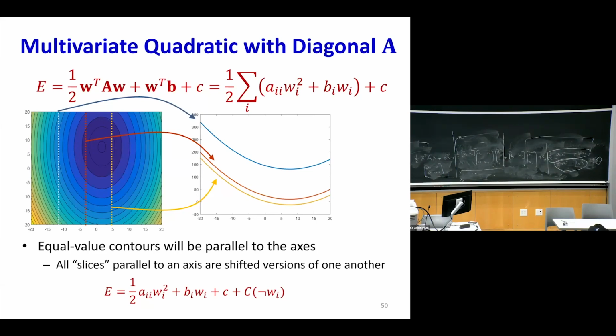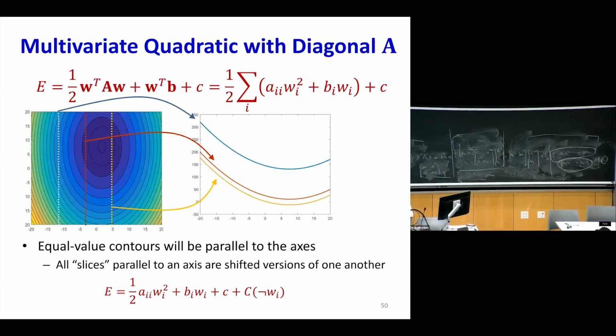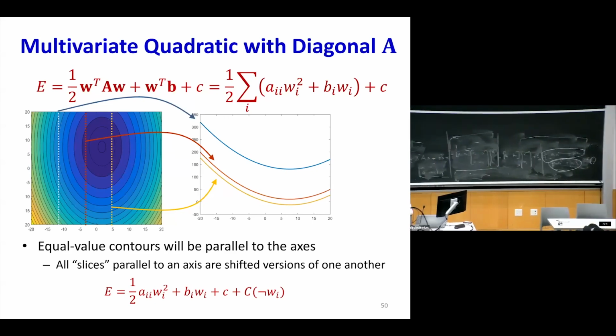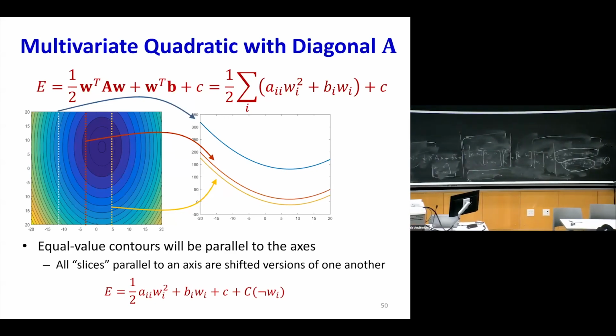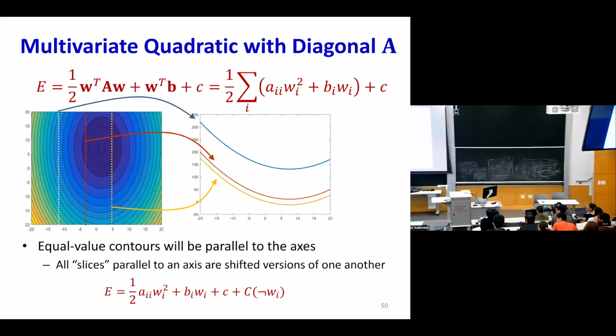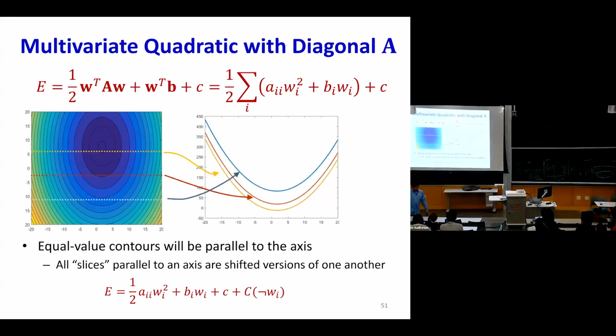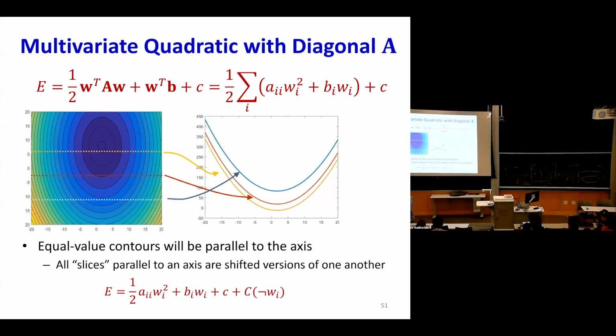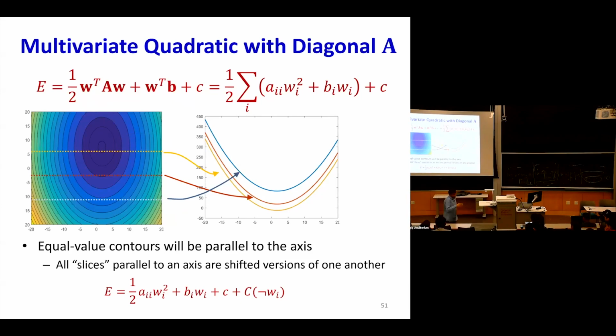So the overall objective function, if I draw the equal value contours, is going to look like this. If I take slices at different values of x1, all the slices are going to be bowls at different heights, and the minima are all going to be at the same location, right? Also, if I take slices along the other direction, all of those slices are also going to be bowls with minima at the same location at different heights. Is that picture making sense?